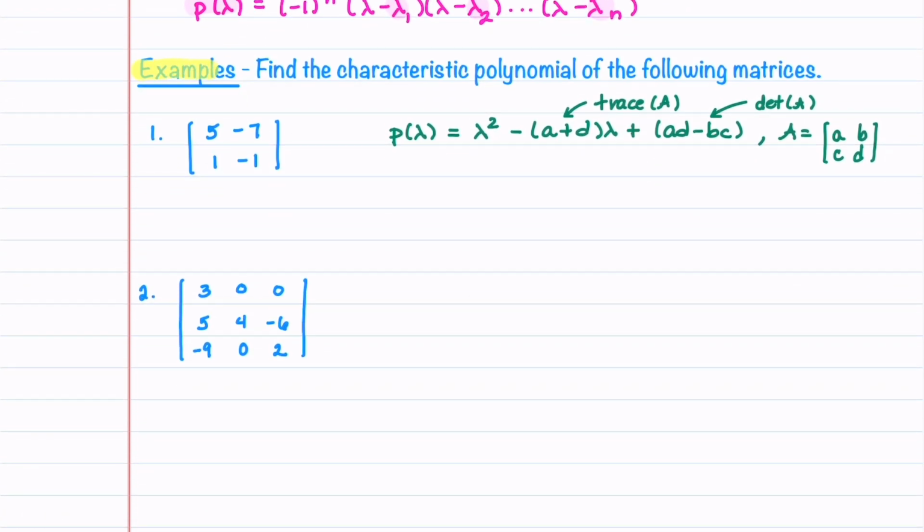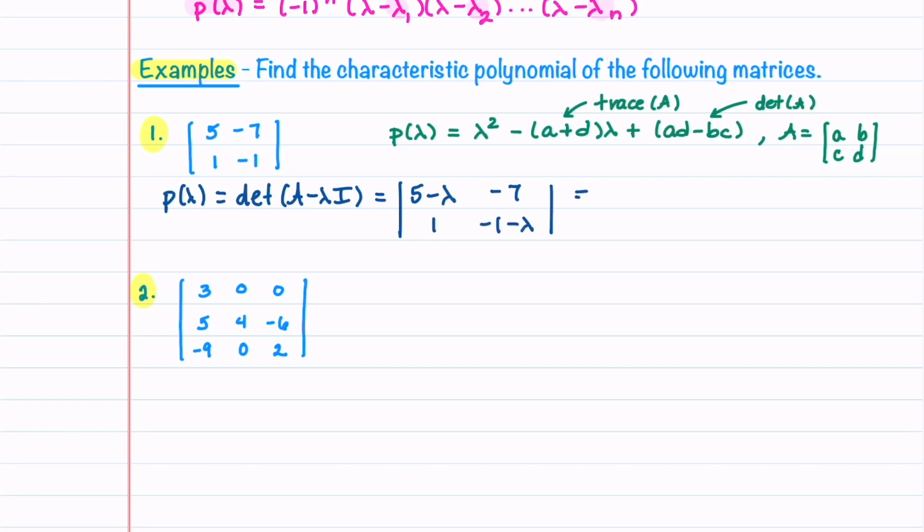Let's now walk through two example problems where we'll find the characteristic polynomial of a 2 by 2 matrix and of a 3 by 3 matrix. Our characteristic polynomial p of lambda is equal to the determinant of A minus lambda I, and that's equal to 5 minus lambda. We're just subtracting lambda off the main diagonal entries.